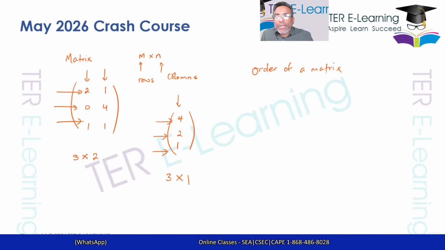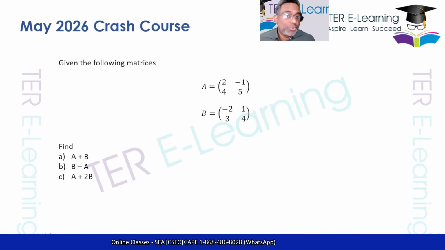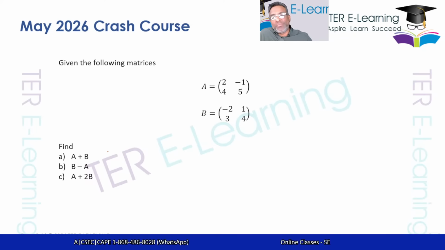Okay. Now, let's say we want to add 2 matrices. Okay. So I have a matrix A here and I have a matrix B here. And the first thing I want to do, I want to work out A plus B. Now, before 2 matrices could be added, what needs to happen is that they must have the same order in order for me to add them.